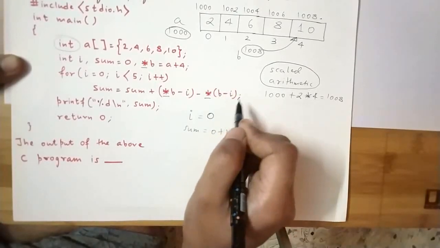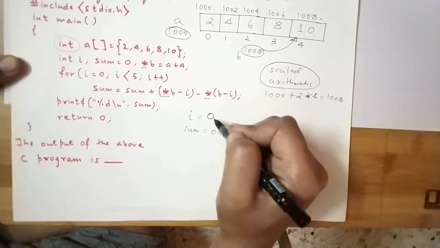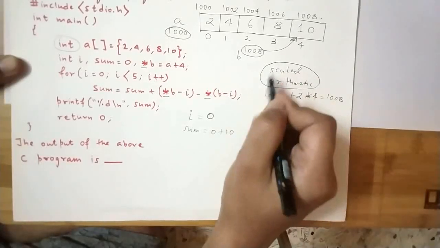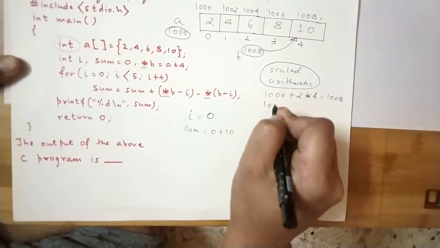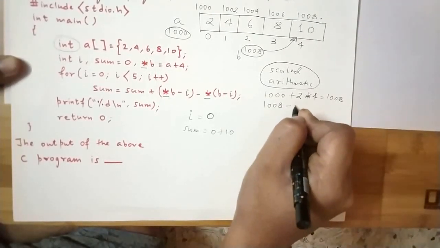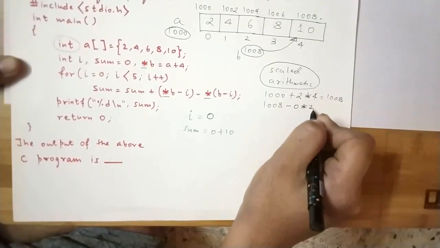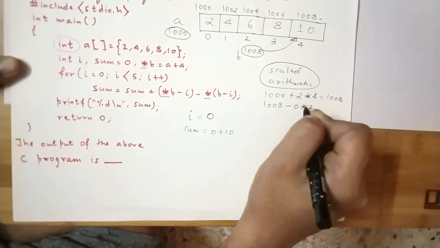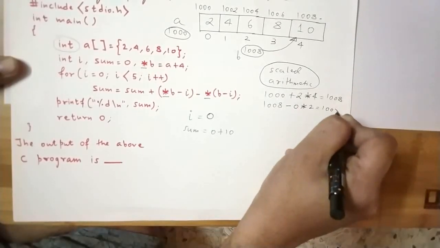What is the value of b? The value of b is 1008. Now if I do minus I, what is the value of I? The value of I is 0. Mind you, again, it will be a case of scaled arithmetic. That means I'll have to do the value of b, which is 1008, minus the value of I, which is 0, into the scale factor. The scale factor is the size of int, which in this case is 2. So 0 into 2 will come out to be 0, and when 0 is subtracted from 1008, we get 1008 itself.